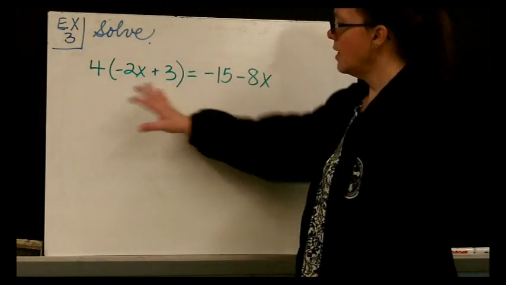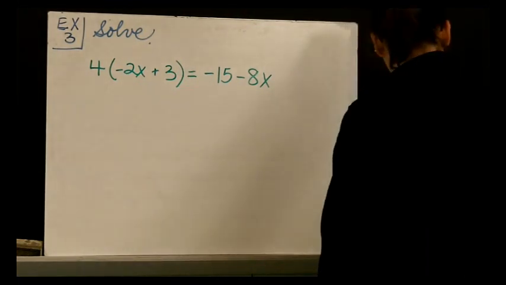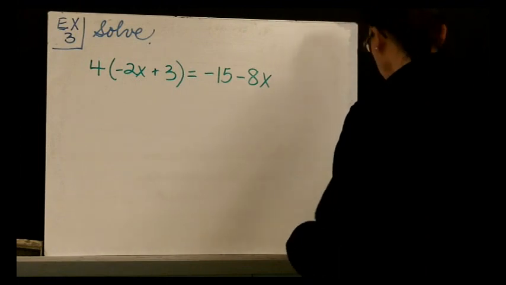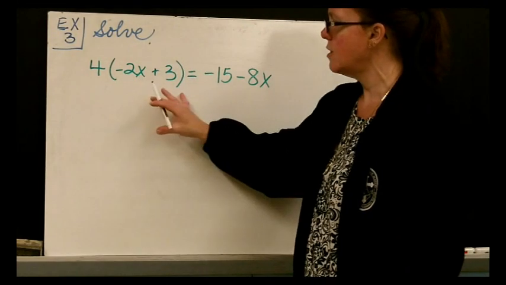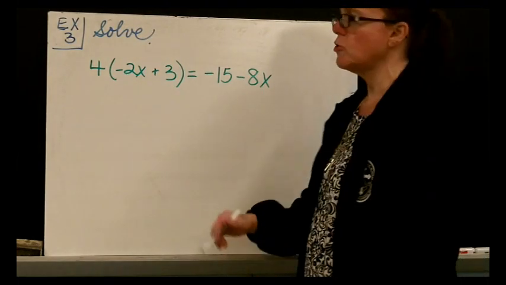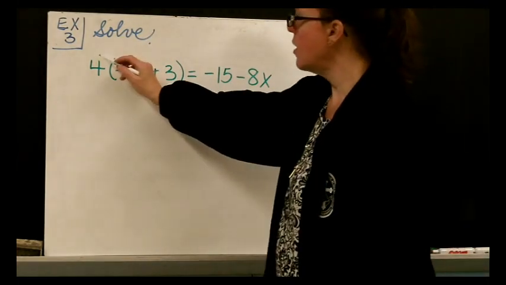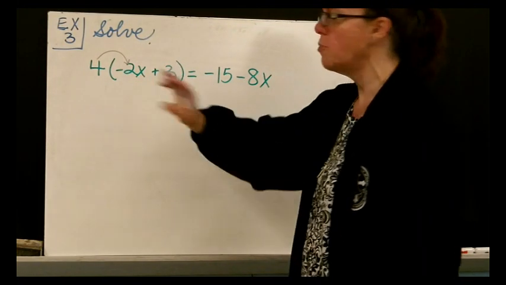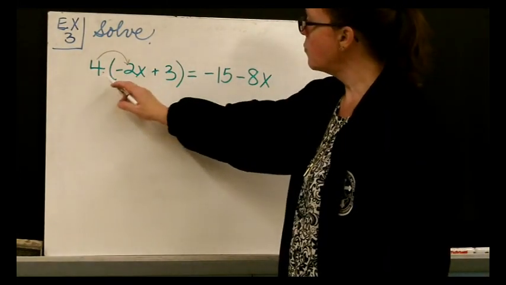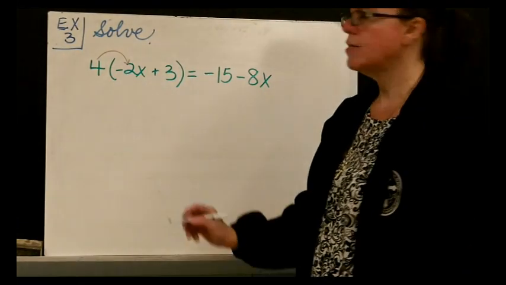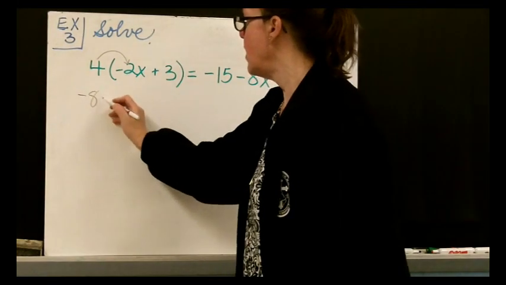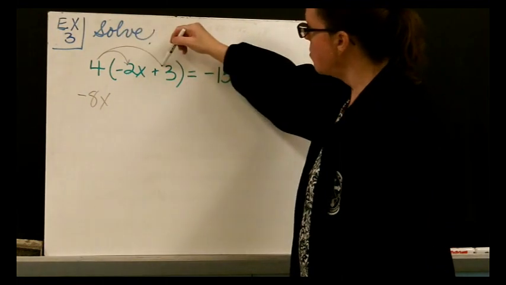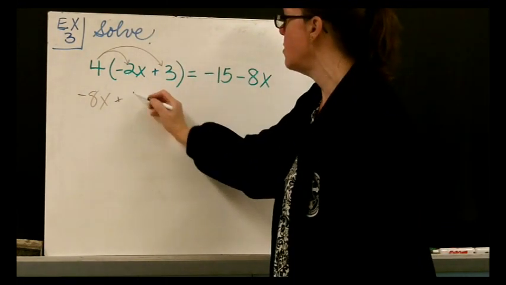Okay, now, again, we have distributive property. So we're going to take care of that first. PEMDAS tells us, take care of our parentheses first. Distributive property means we take our positive 4 and we multiply it to every term within the parentheses. So positive 4 times a negative 2x gives us a negative 8x. A positive 4 times a positive 3 equals a positive 12.